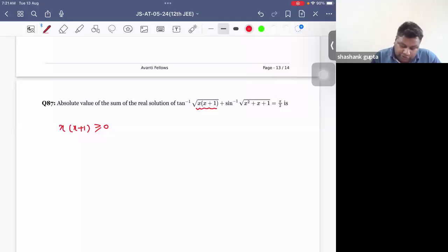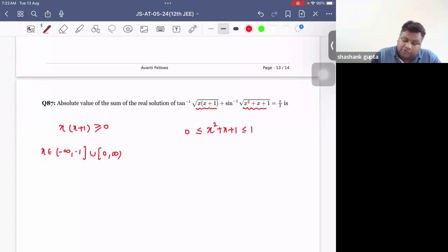Now, more than or equal to 0 means x will belong to minus infinity to minus 1, union 0 to infinity. Now come to this one. Because it is in under root as well as in sine inverse, this x square plus x plus 1 should be more than or equal to 0 and less than or equal to 1. Yes or no? Now see, more than or equal to 0, it is always because its D is negative.